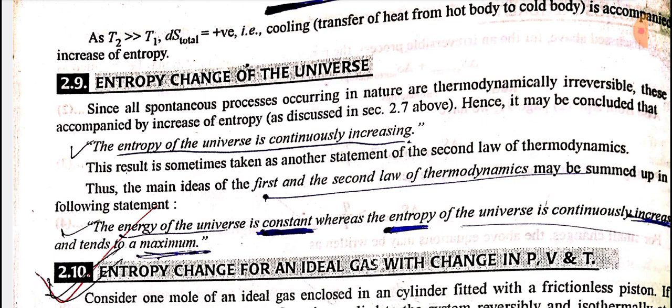As T2 is very much greater than T1, dS total is positive, that is, cooling transfer of heat from a hot body to a cold body is accompanied by an increase of entropy.